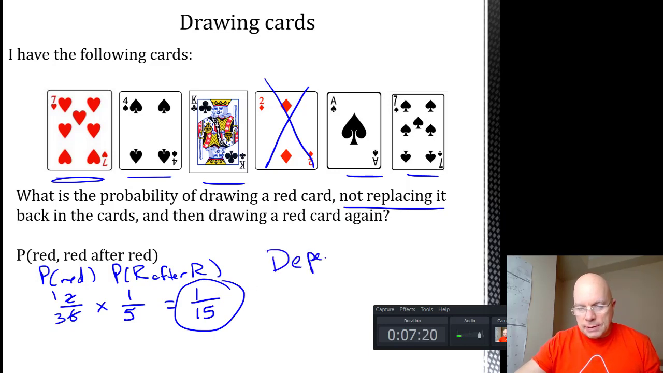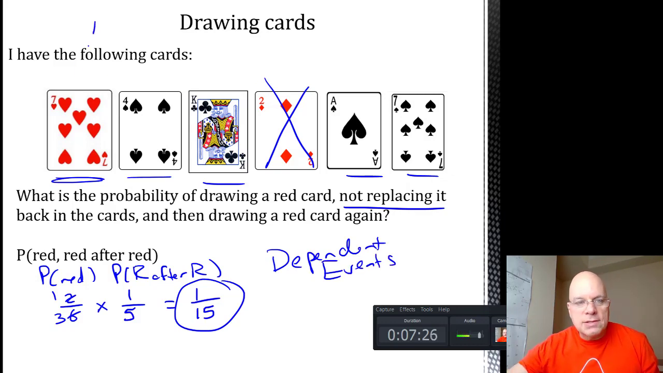These are dependent events because the likelihood of drawing that second red card was influenced by the first event. When you draw that first red card and don't replace it in the deck, you've reduced the number of favorable outcomes and also reduced the number of possible outcomes. And so this second probability is changed based on what happened with the first.